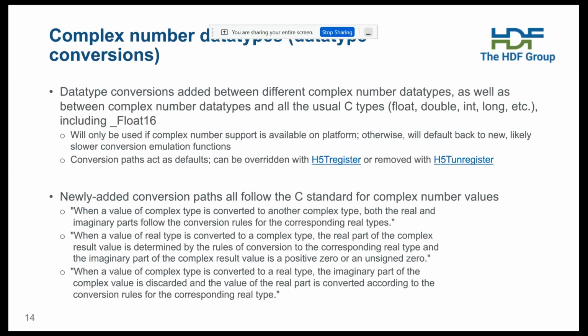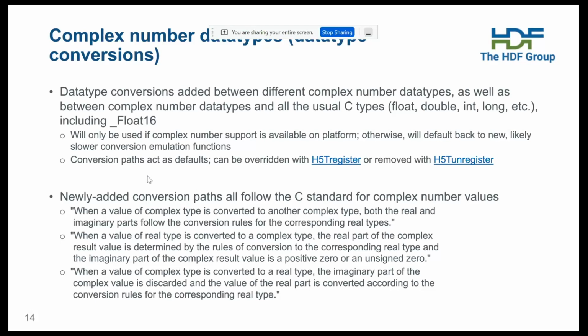Data type conversions on complex numbers. We added pathways between different complex number types and also between complex numbers and all the usual C types as before, including conversions between float 16. And again, these are faster paths, but they're only used if you have support for complex numbers. Otherwise, they just go back to slower versions in the library that emulates the conversions. And again, these are just defaults. You can override them if you want or even remove them.